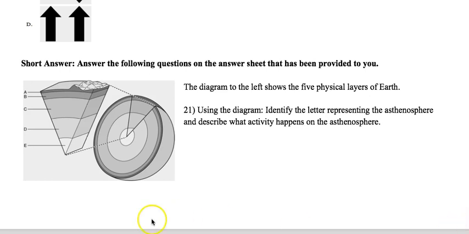Make sure that you have bubbled in all the correct answers and turn your test in. Thank you.